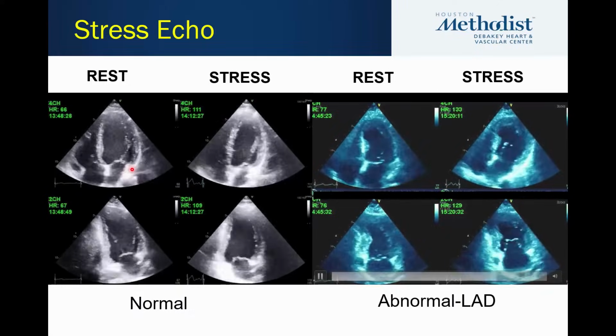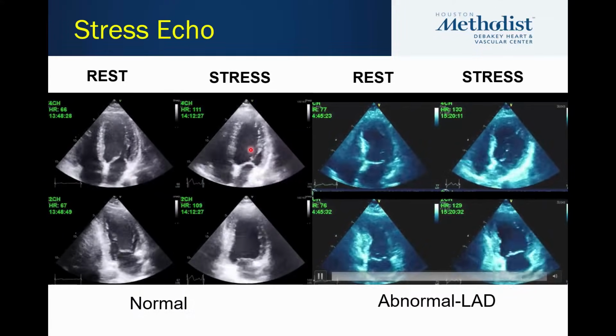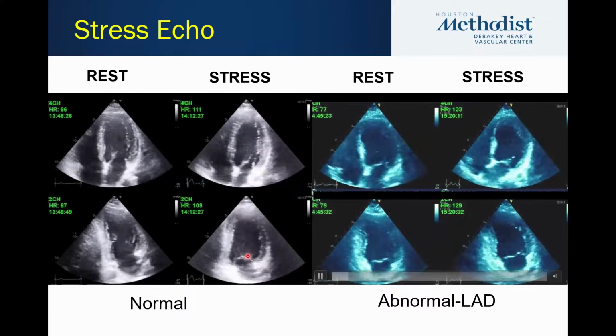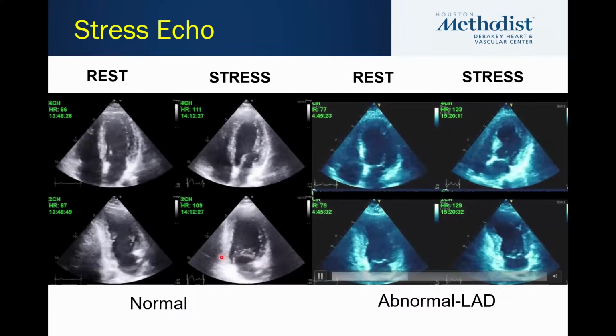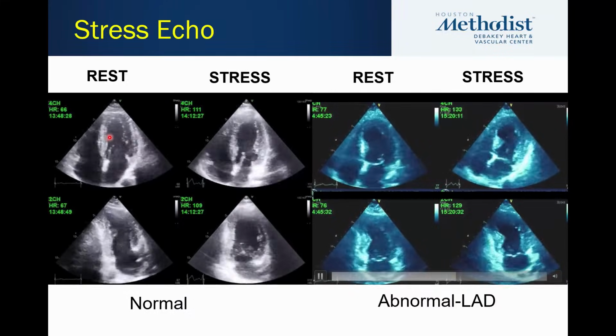All right. So in a normal patient, notice that the cavity gets smaller with stress, end-systolic. The end-systolic size of the cavity is smaller because EF improves. And then every area within the ventricle with stress is smaller than at rest.